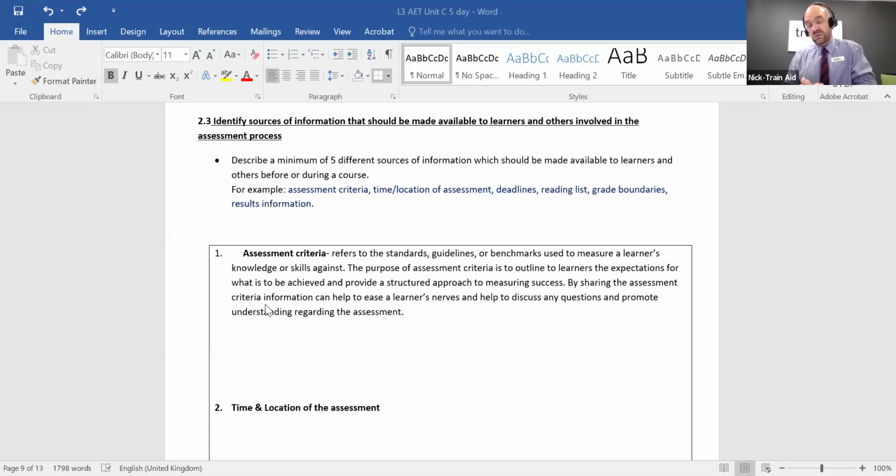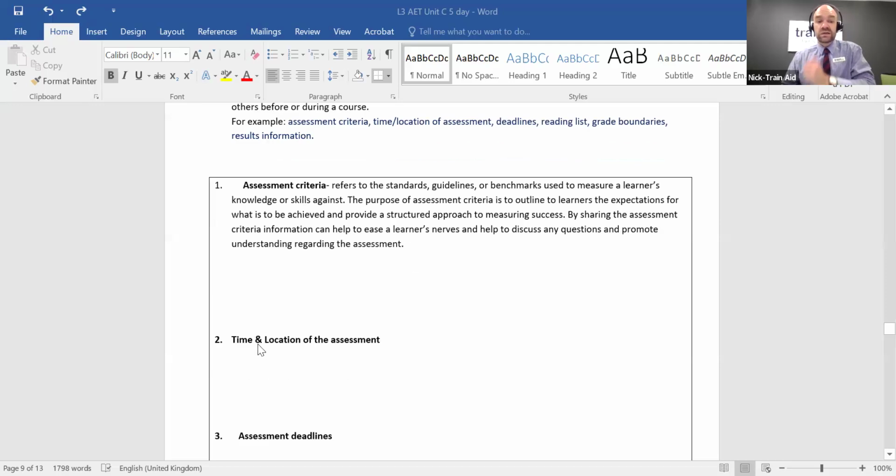It makes the course really official and sets the bar for the learners to go on and to achieve there. So I think it's really good to give learners the official standards or guidelines for the course. Next one is time and location of the assessment.